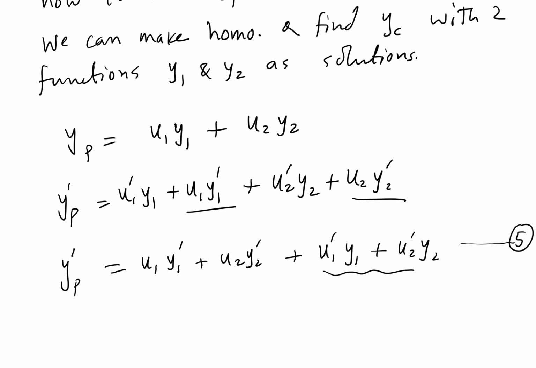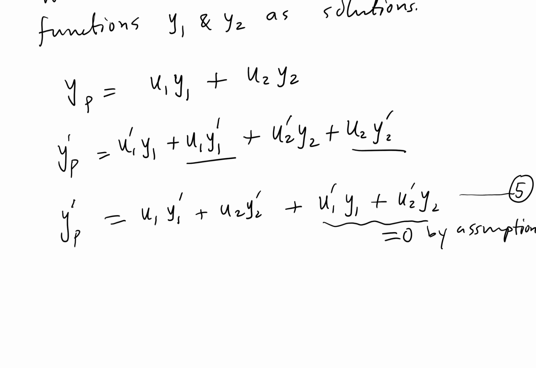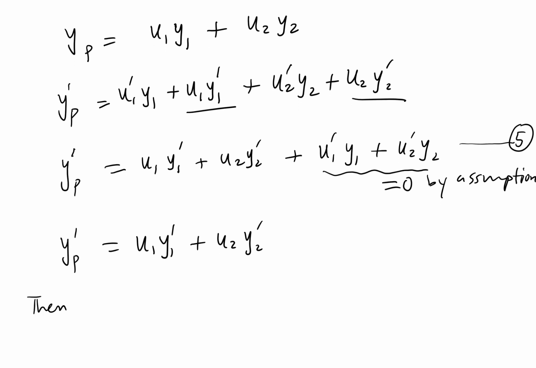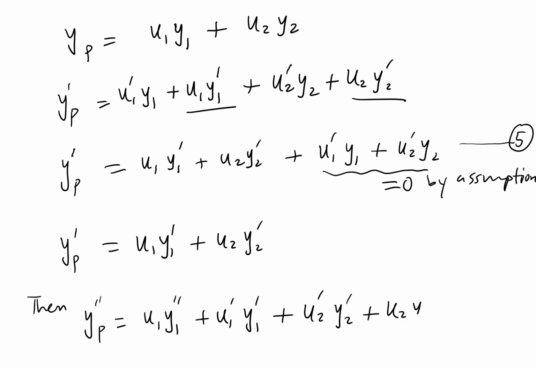And what I'm going to do, I'm going to assume this is 0 by assumption, and for simplicity to derive the solutions. So then that will give me just yp prime to be u1 y1 prime plus u2 y2 prime. From here, I need to find the second derivative by the product rule again: u1 y1 double prime plus u1 prime y1 prime plus u2 prime y2 prime plus u2 y2 double prime.